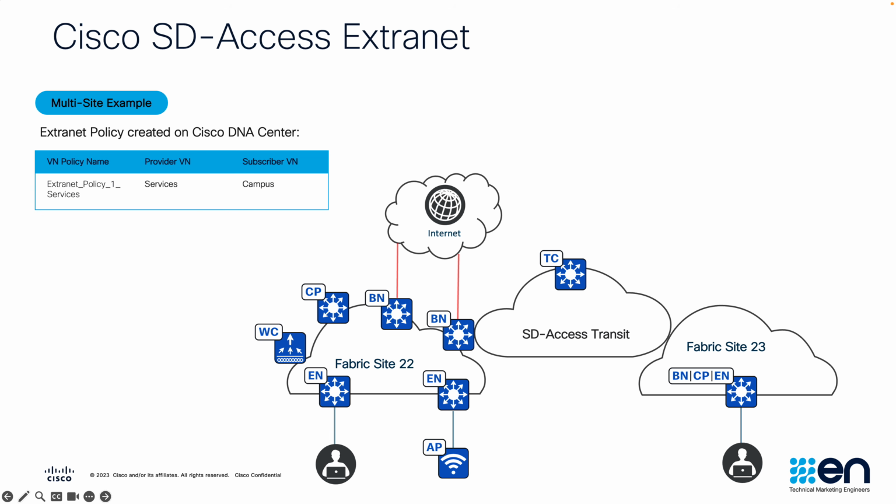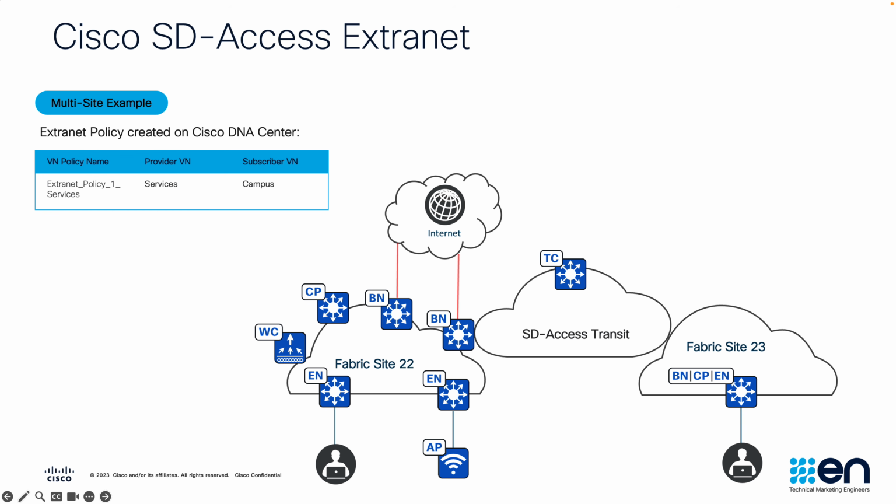So let's now observe a quick simulation in a multi-site scenario. We have two fabric sites, 22 and 23, connected via SD-Access transit, and the critical services are accessed via fabric site 22's borders. The workflow remains exactly identical, and the only difference is that we will be pushing the policies to multiple control plane nodes across sites, including the transit control plane nodes. And this is all done automatically. Allow me to quickly show you.